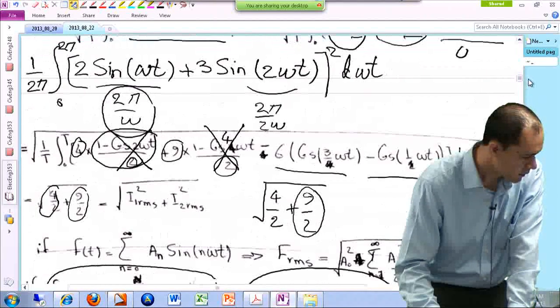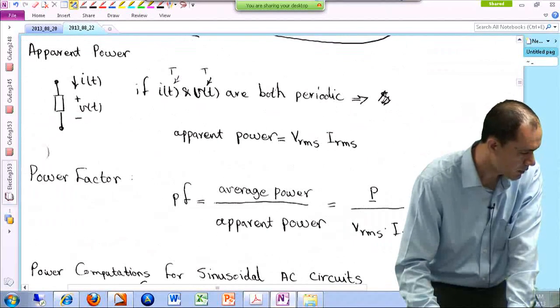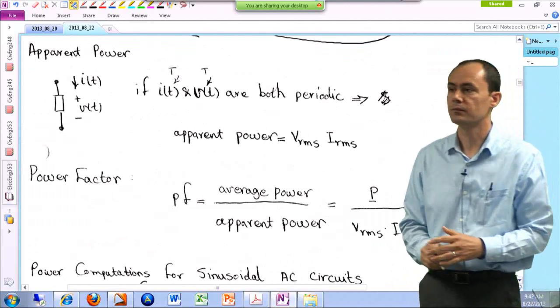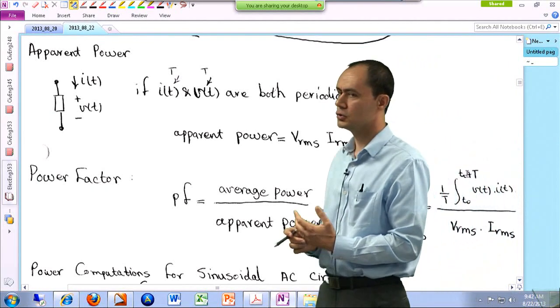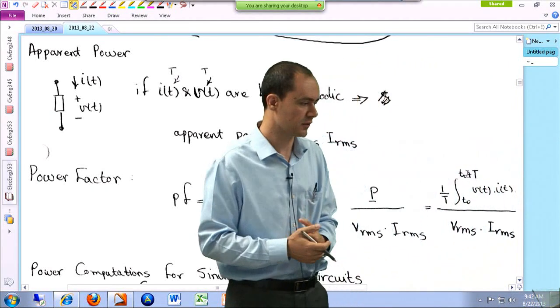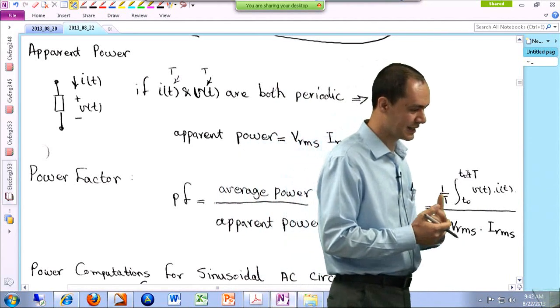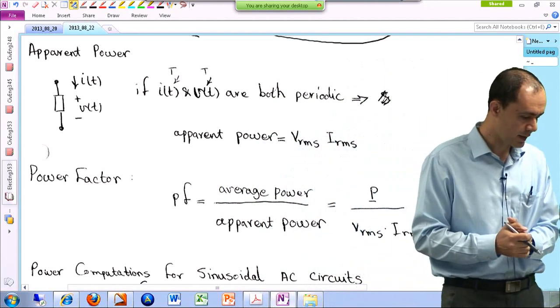All right. So after talking about the RMS value, let's talk about the apparent power. A lot of times we use this apparent power as an indicator of how much power is not really exactly consumed in the system.